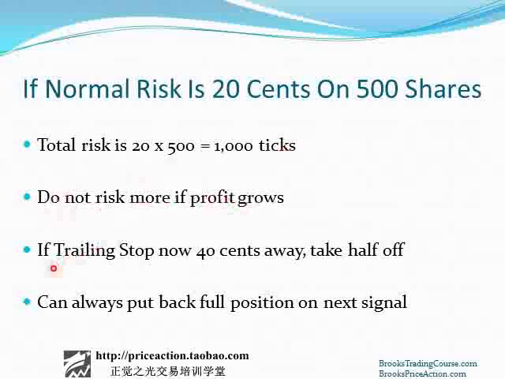For example, if the market rallies and you're long, and your trailing stop is now 40 cents away, that means you're risking 2,000 ticks instead of 1,000 ticks. Take half off to get your risk back down to 1,000. You can always put the other half back on during the next signal. But at the moment, your risk is 2,000 ticks, and your maximum risk is 1,000, so you have to take half off.